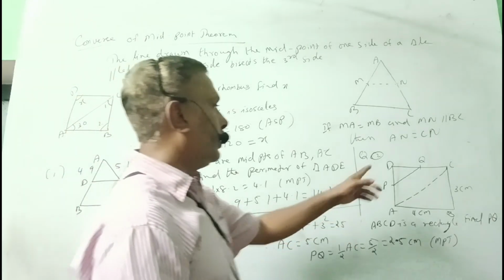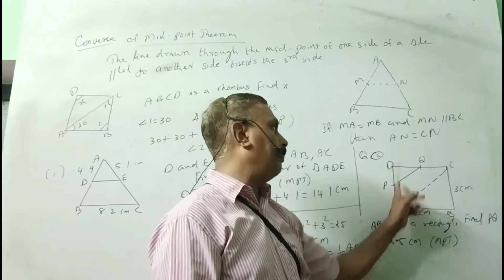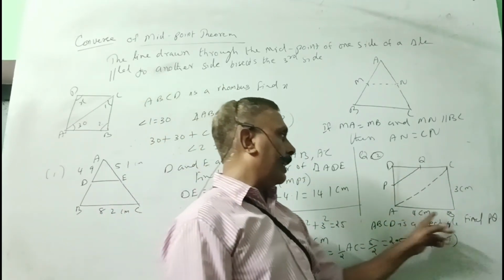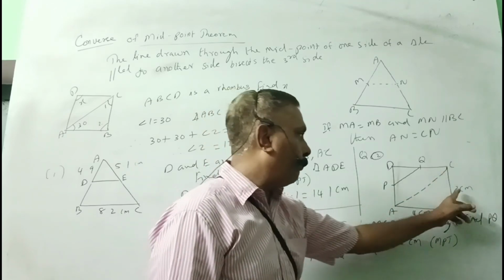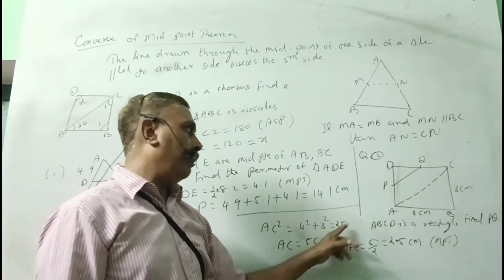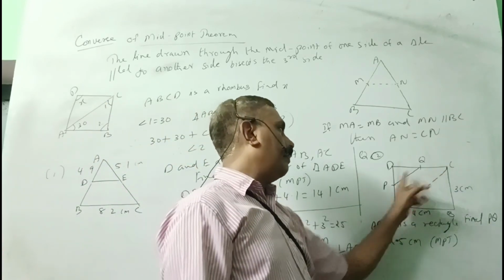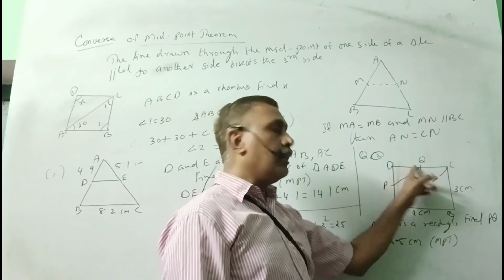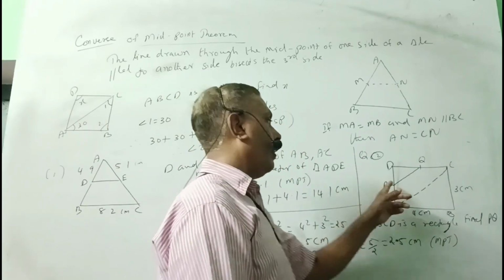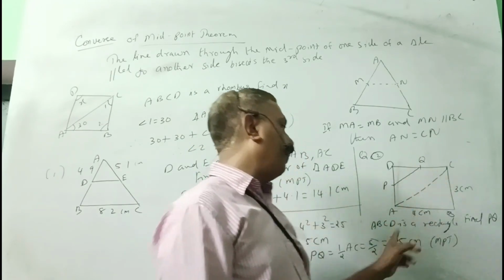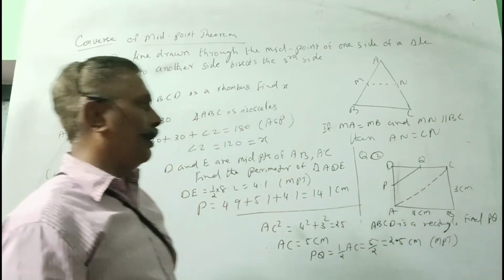And the last question, a rectangle is given. ABCD is a rectangle. Find PQ. Since it is a rectangle, here you can apply the Pythagoras theorem. AC square equals 4 square plus 3 square, that is 25. So AC is equal to 5 centimeter. By the midpoint theorem, P and Q are the midpoints, which is not written here. So by the midpoint theorem, PQ equals half of AC. So that is 2.5 centimeter.